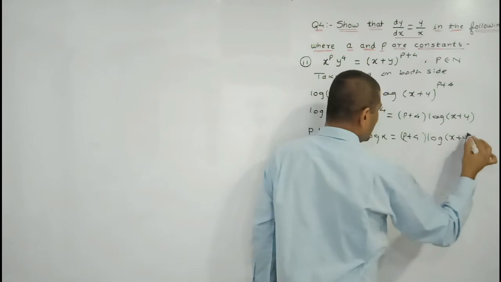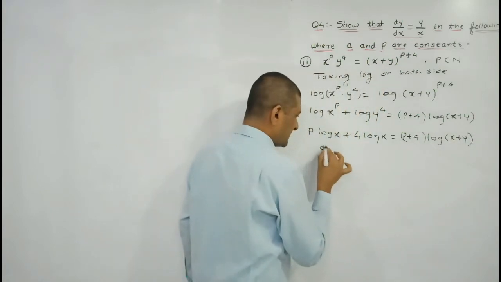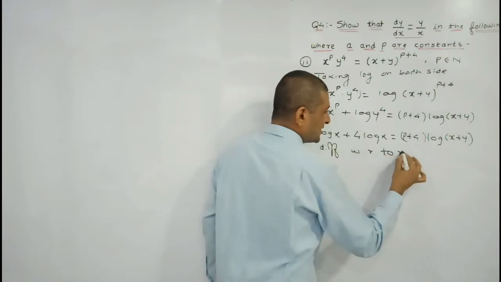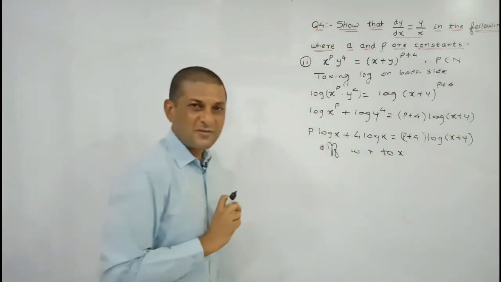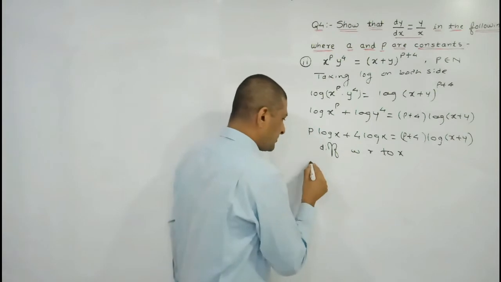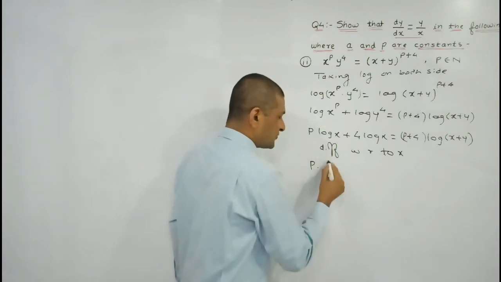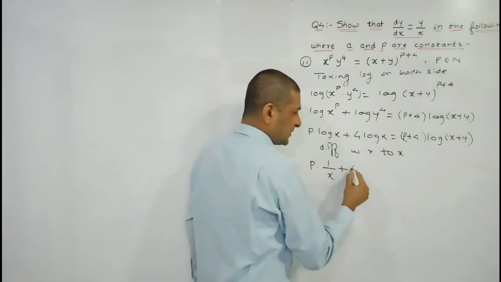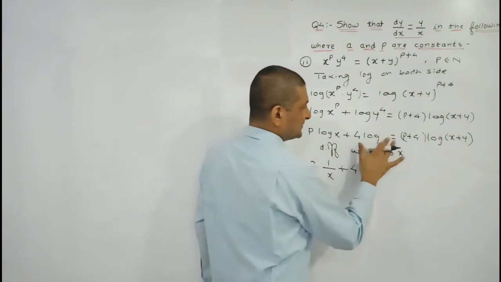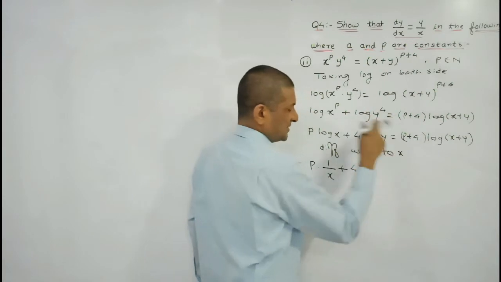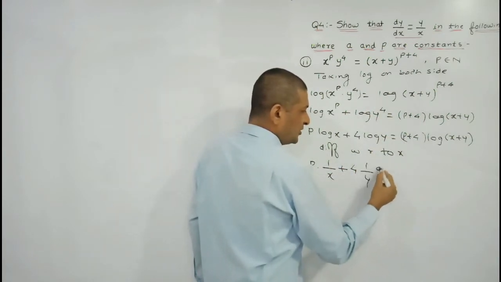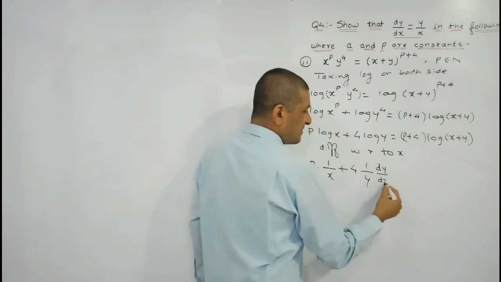Now we differentiate it with respect to x. Let us find the differentiation of the first term. p is a constant, so keep it as it is. What is the derivative of log x? It will be equal to 1 by x, plus, keep it as it is, 4 is a constant. Sorry, here y is there instead of x, so the derivative of log y is 1 upon y into the derivative of y, which is dy by dx.